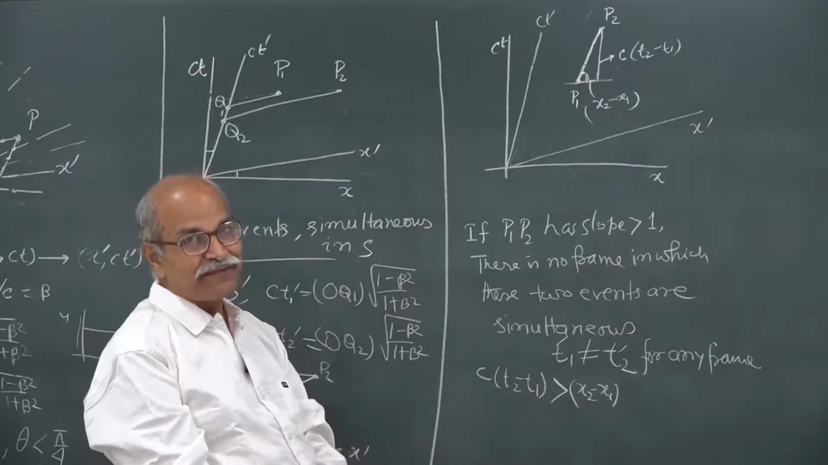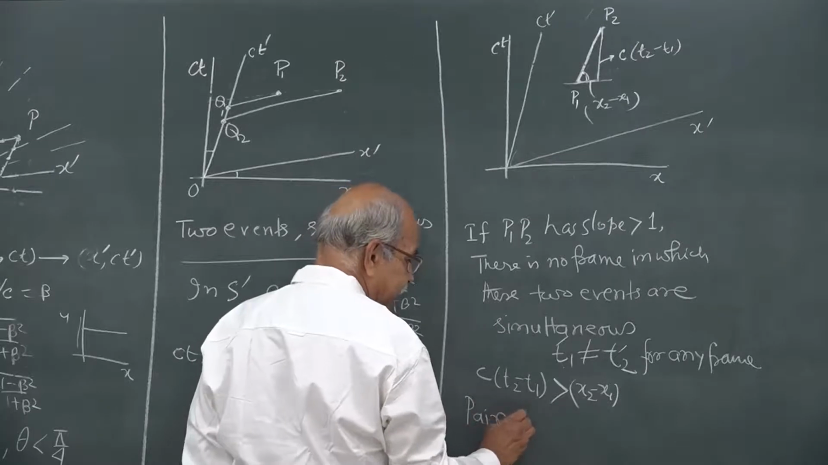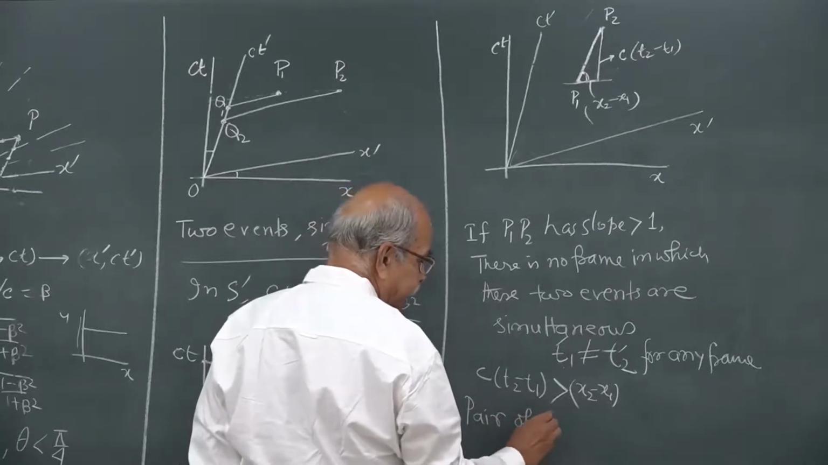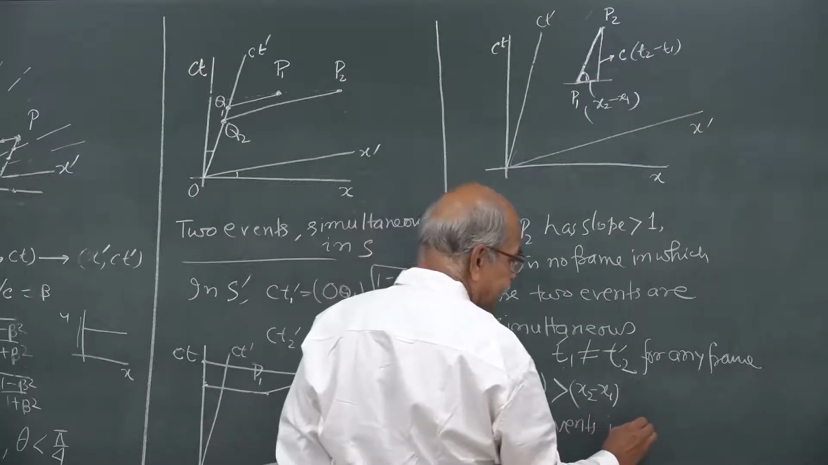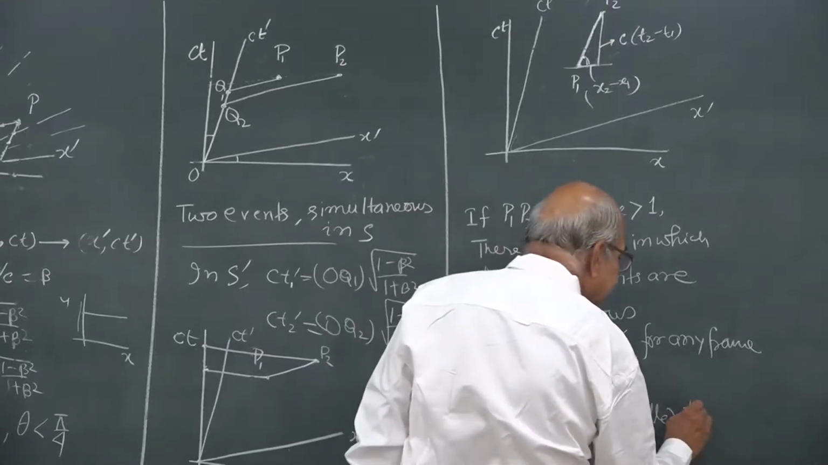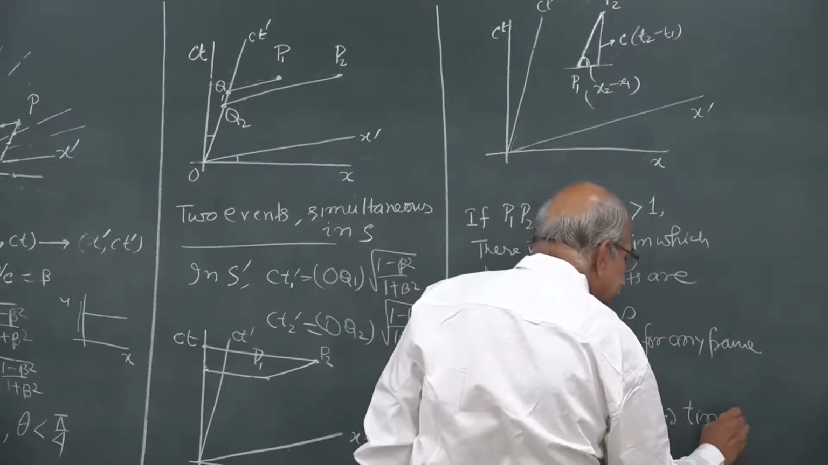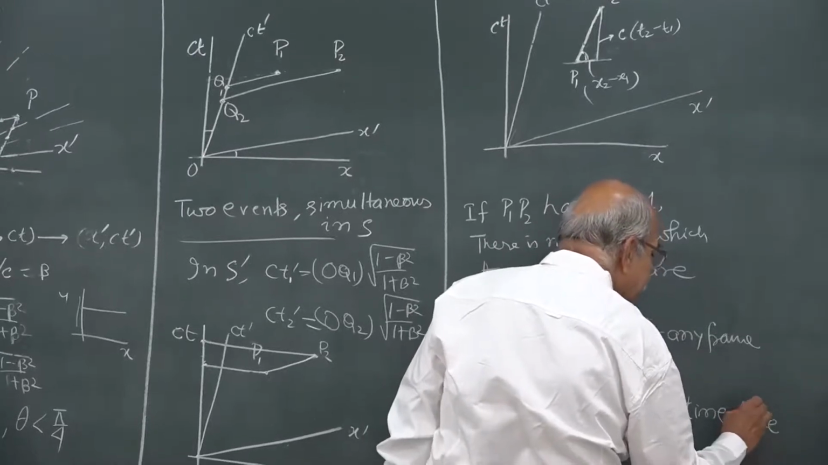So, there is one result. Such events, a pair of events, is called time-like. Okay.